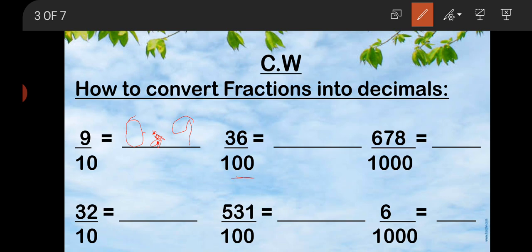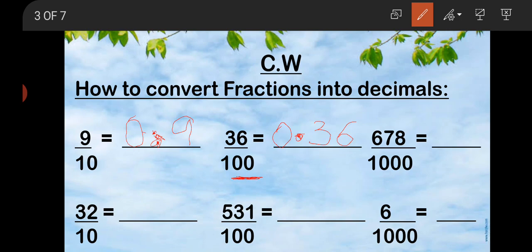Now we have 36 by 100. The number of zeros in 100 are 2. So there should be 2 digits after point in decimal number. Means you have to mark a point before 2 digits. So it will become 0.36. You can see here the number of digits after point are 2 because the number of zeros in the denominator are 2. Clear?